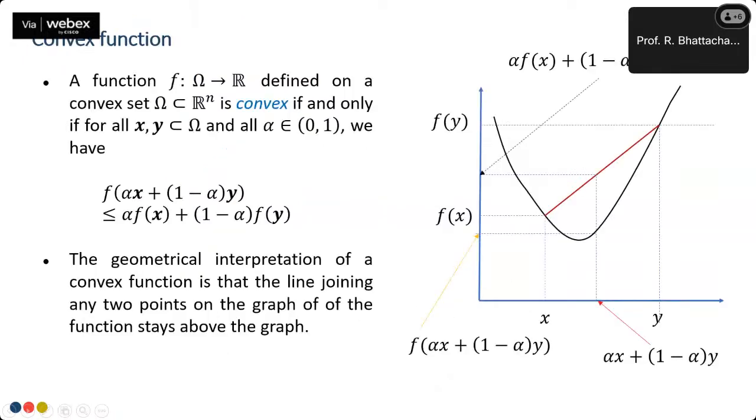Now we define a convex function. A function f from omega to R defined on a convex set omega, which is a subset of Rn, is convex if and only if for all x, y belonging to omega, sorry for the typo, and alpha belonging to the interval 0 to 1, we have f of alpha x plus 1 minus alpha y is less than or equal to alpha f(x) plus 1 minus alpha f(y). So this is what is shown here as a geometrical interpretation. Here you can see this line is always lying above the curve.